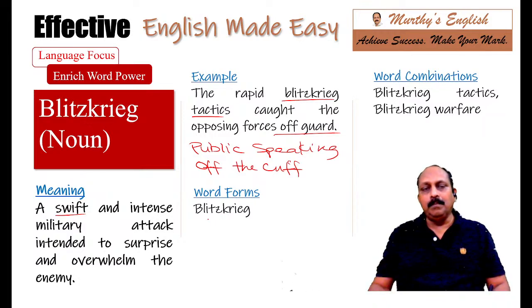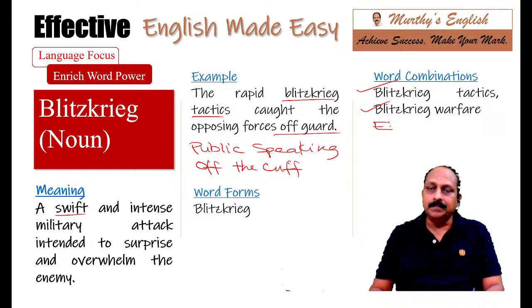Word forms: only one, blitzkrieg, no other form. Word combinations, already here in the example, you can see blitzkrieg tactics, blitzkrieg warfare, and election stunt. It goes with elections as well. Do remember, this editorial is all about elections, so it goes with elections.